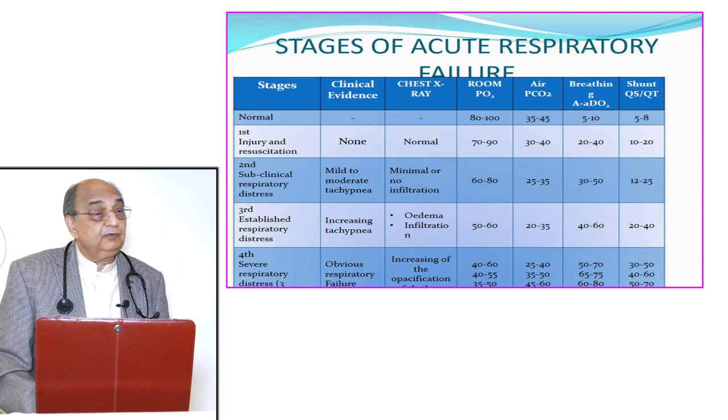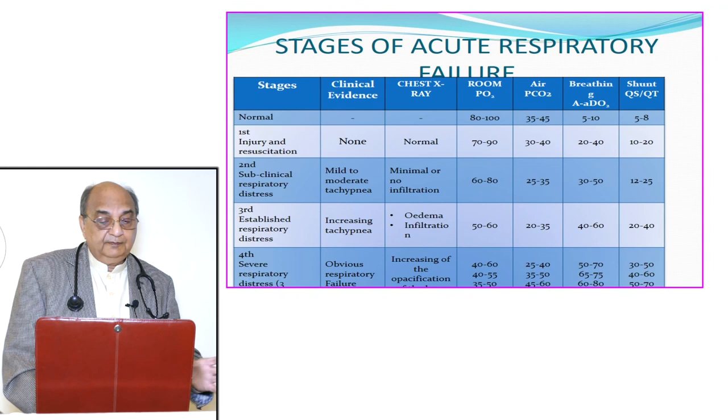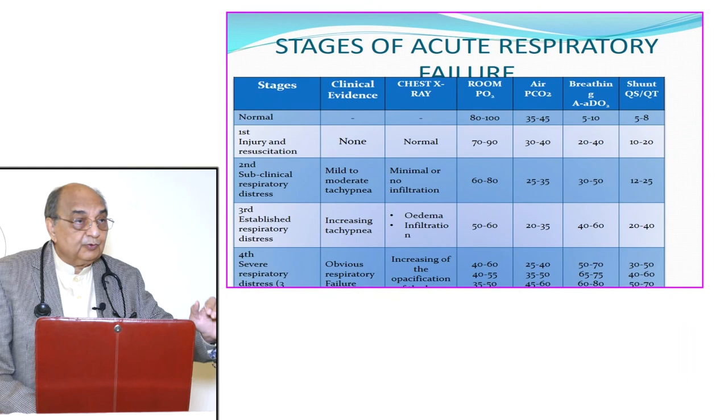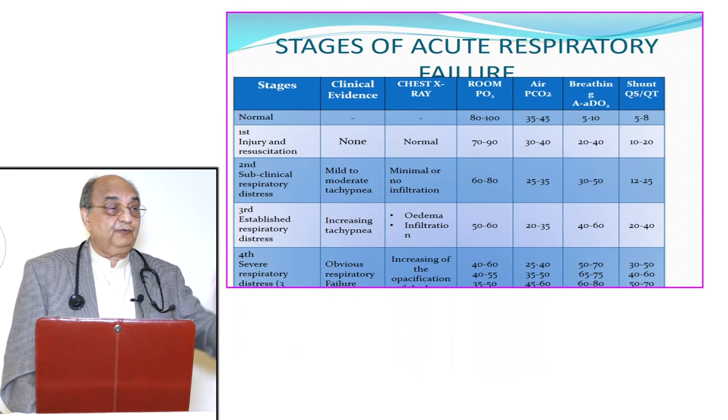Then the third stage is established respiratory distress. Now respiratory distress has been established, with increasing tachypnea, then edema infiltration appears on the lungs, then PO2 has come down to 50 to 60, then PCO2 has gone down to 20. He's washing out CO2 very fast. Then if you look at the A-a gradient, it is 40 to 60, and then the shunt has increased to 20 to 40. So it's like this, gradually it goes.